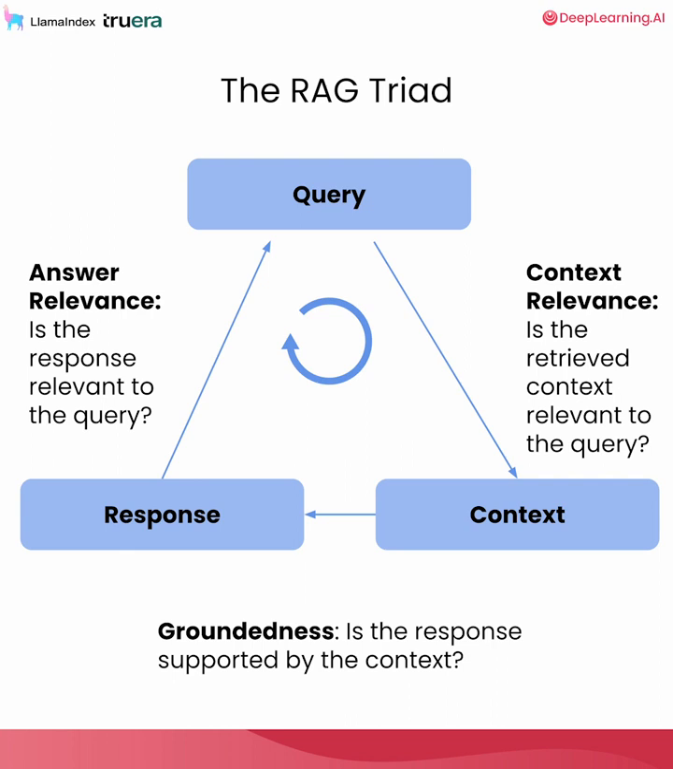Now I'll use a notebook to walk you through the RAG triad, answer relevance, context relevance, and groundedness, to understand how each can be used with TruLens to detect hallucinations. At this point, you have already pip installed TruLens Eval and LlamaIndex, so I'll not show you that step.